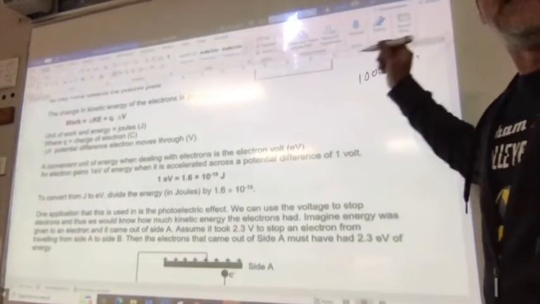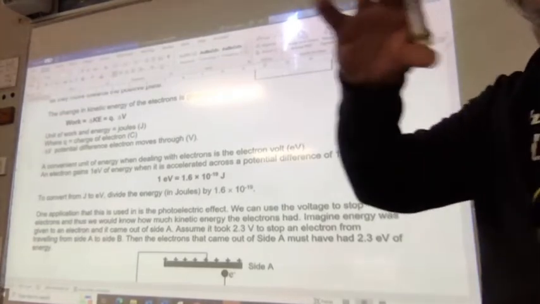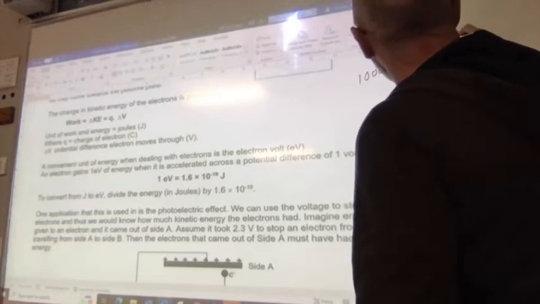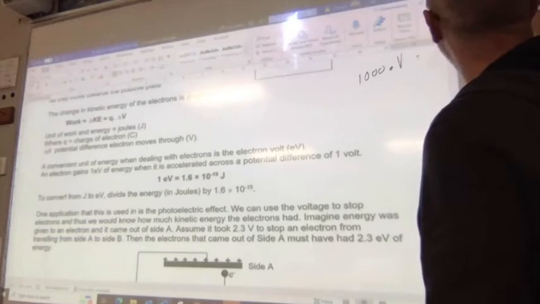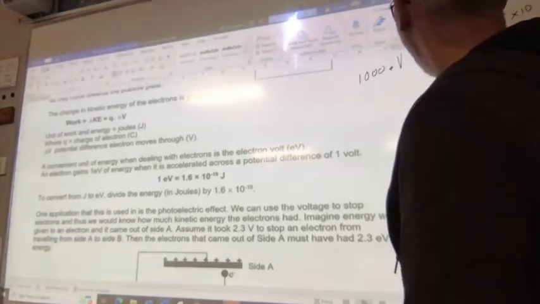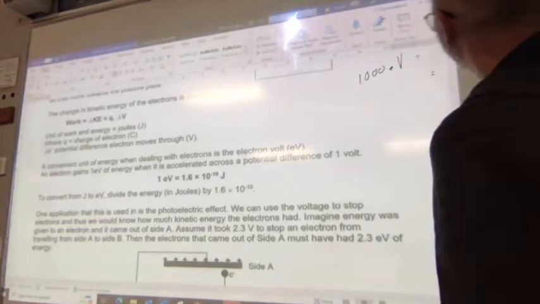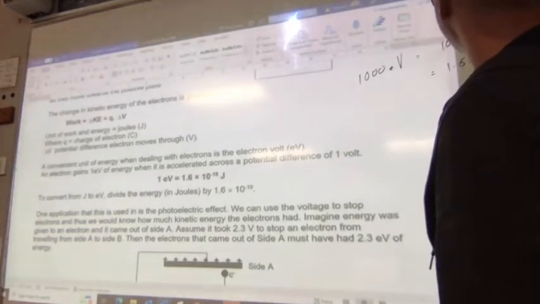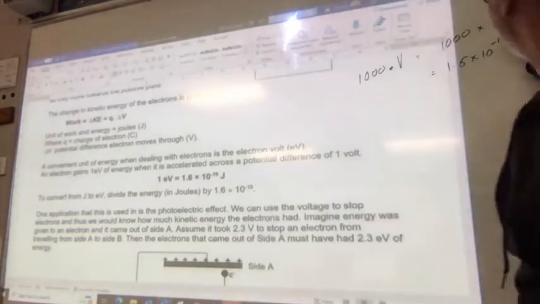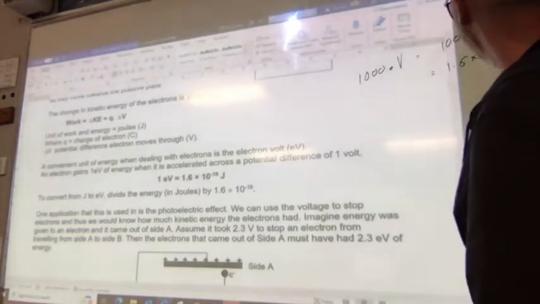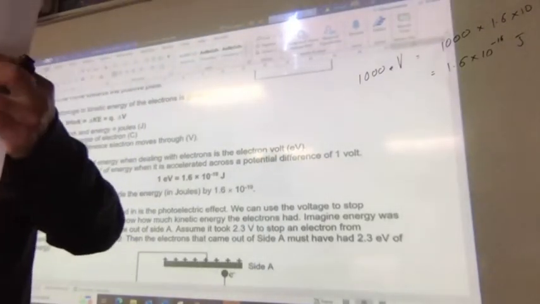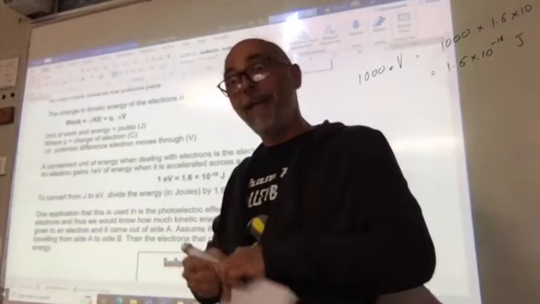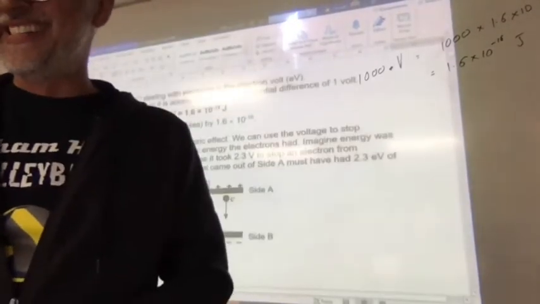So 1,000 electron volts of kinetic energy converted to joules is the 1,000, which is your volts, multiplied by 1.6 times 10 to the negative 19 coulombs. That gives 1.6 times 10 to the negative 16 joules of energy. So that's the conversion. Obviously, to go backwards, you divide. All right, so that was the easy part. Joules, electron volts.